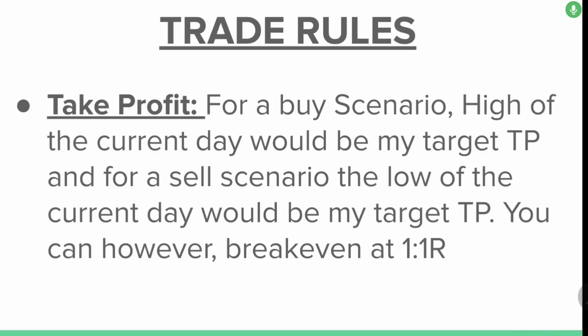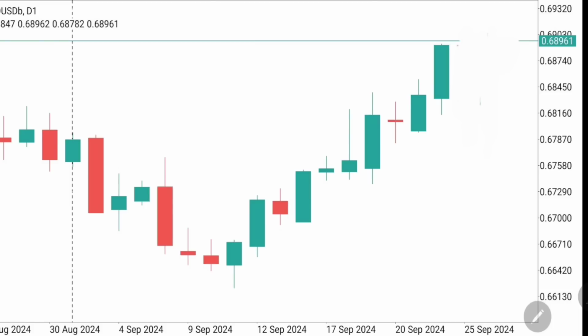So now let's look at our take profit. I already showed you that for a buy scenario, the high of the current day would be my target TP, and for a sell scenario, the low of the current day should be my target TP. You can, however, break even at 1:1 risk to reward ratio. Now let us go into the chart to see this.